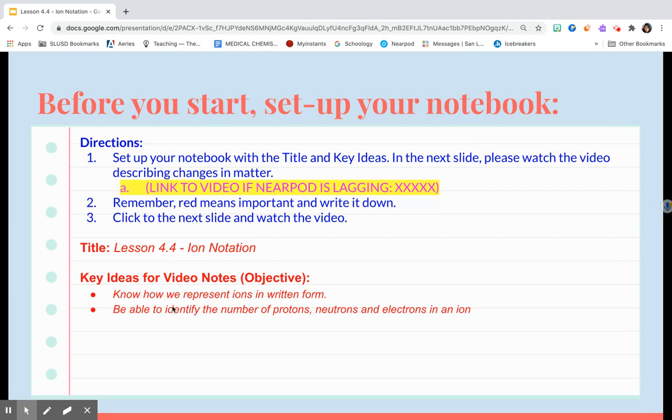There are two things you need to learn from watching this video. One, know how we represent ions in a written form. So the written form, how do we write out ions without drawing them? We call that ion notation. And secondly, be able to identify the number of protons, neutrons, and electrons in an ion when it is written in ion notation.